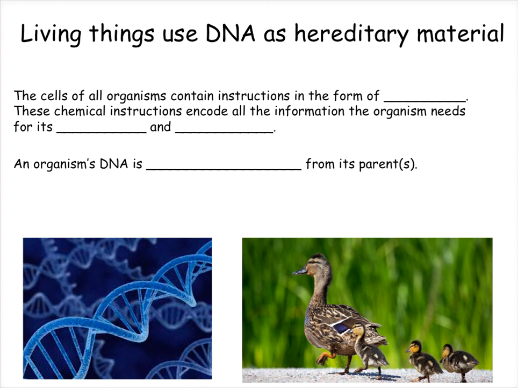The seventh characteristic of life is that living things use DNA as hereditary material. Later this year, we will learn that an organism's instructions come in the form of DNA, and that these instructions have all the information an organism needs for its structure and its function. DNA is passed down or inherited from an organism's parents, which explains why offspring are so much like their parents, like the ducklings and their mother pictured at the bottom right.